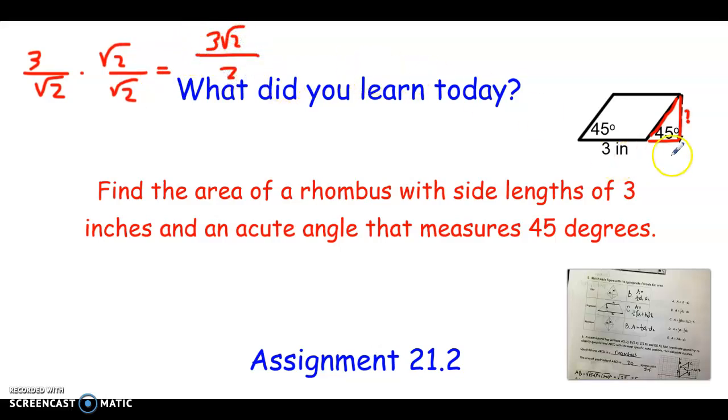So that's my height, and I'm going to multiply that by my base, which is 3. So remember, we multiply numbers outside together, so that would give me 9 square roots of 2 over 2, and that would be inches squared.